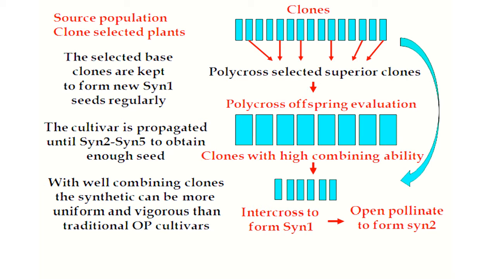Here, clones with high combining ability are used. With well-combined clones, the synthetics can be more uniform and vigorous than traditional open-pollinated cultivars. Intercrossing to form synthetic 1 and open pollination to form synthetic 2 is the most important step in clonally propagated crops.